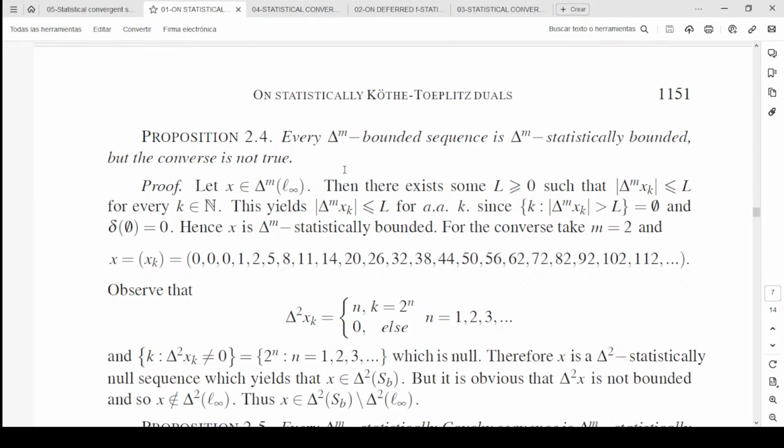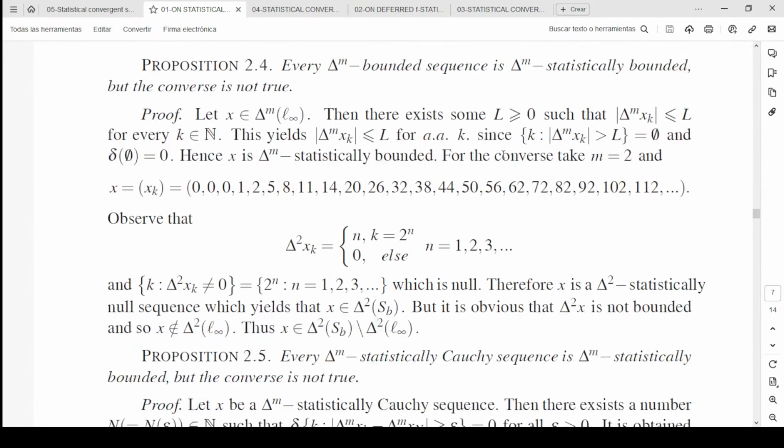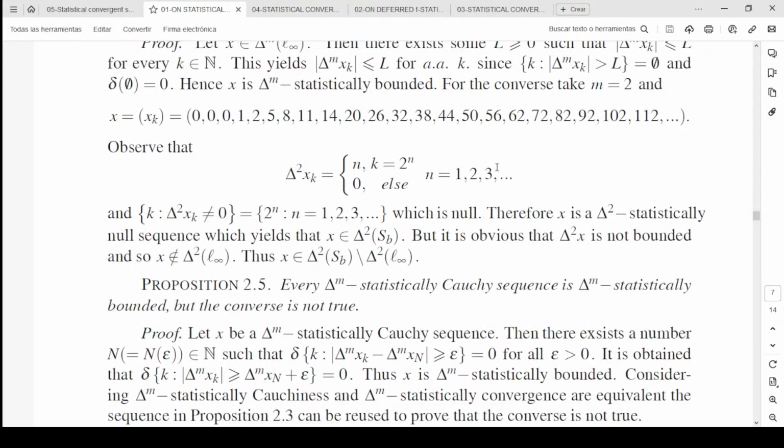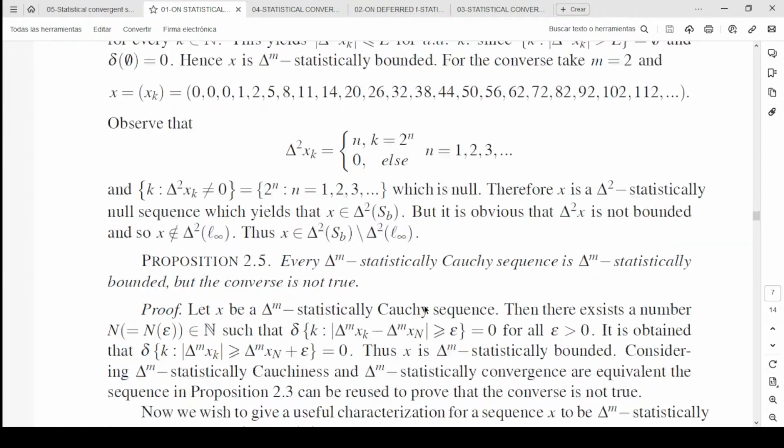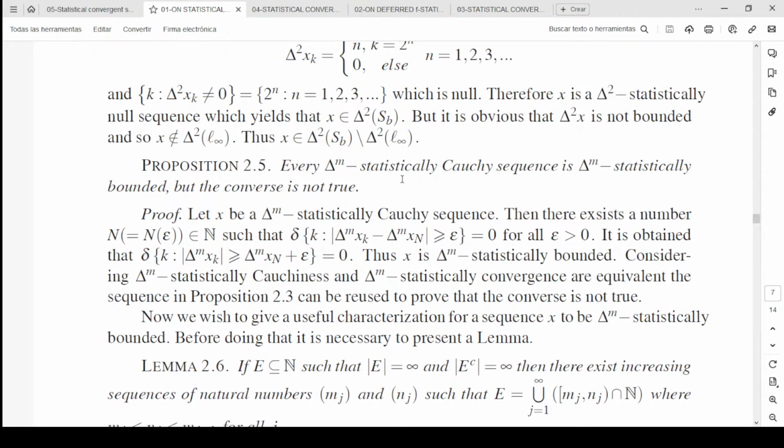So in this proposition, we talk about the relationship between boundedness and statistical boundedness for generalized difference sequences. We say that every delta m bounded sequence is delta m statistically bounded, but the converse does not have to be true in general. We gave an example of a sequence that showed the converse does not have to be true for some particular cases. In this proposition, we discussed that every delta m statistically Cauchy sequence is delta m statistically bounded, but the converse is not true.